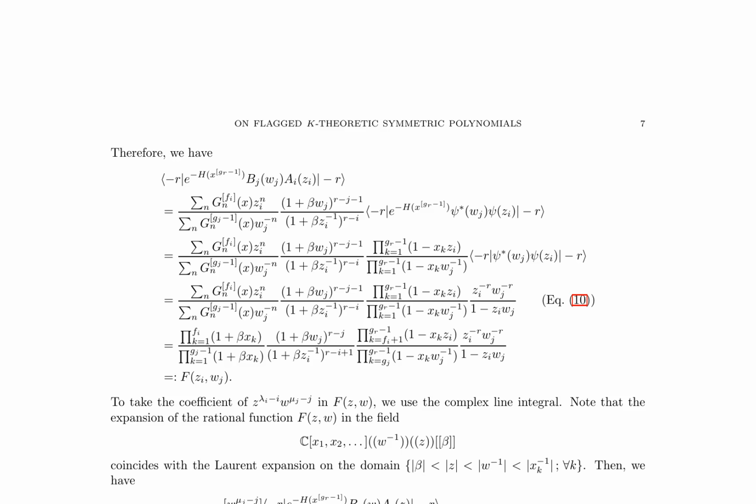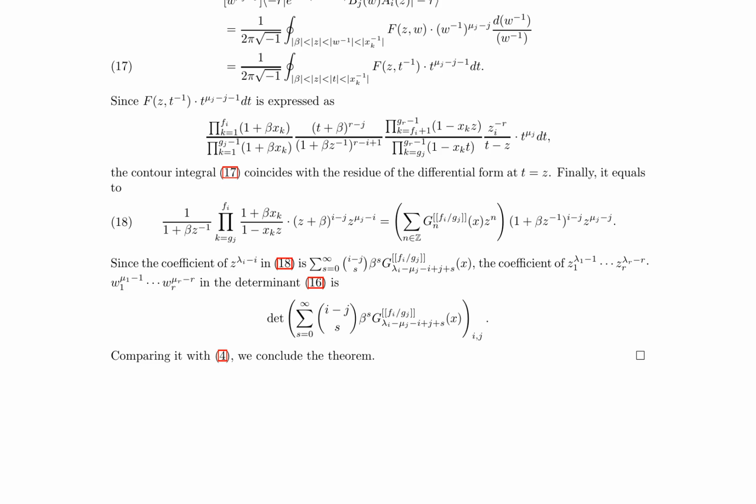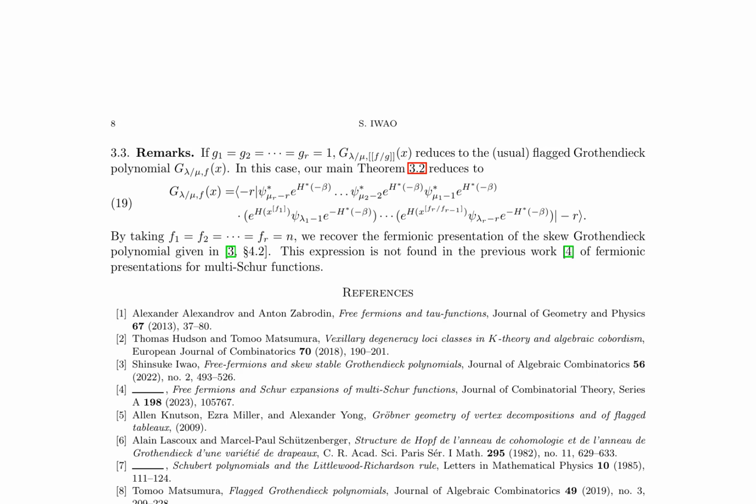The research discusses the properties of flagged k-theoretic symmetric polynomials, focusing on their coefficients and their relation to the determinant of a matrix. It begins by presenting an equation for the coefficient of z lambda i minus i w micro j minus j, in z, w, which involves a complex line integral. The contour integral is shown to coincide with the residue of the differential form at t equals z, resulting in an expression for the coefficient. This coefficient is then compared with the determinant, 16, to conclude the theorem.